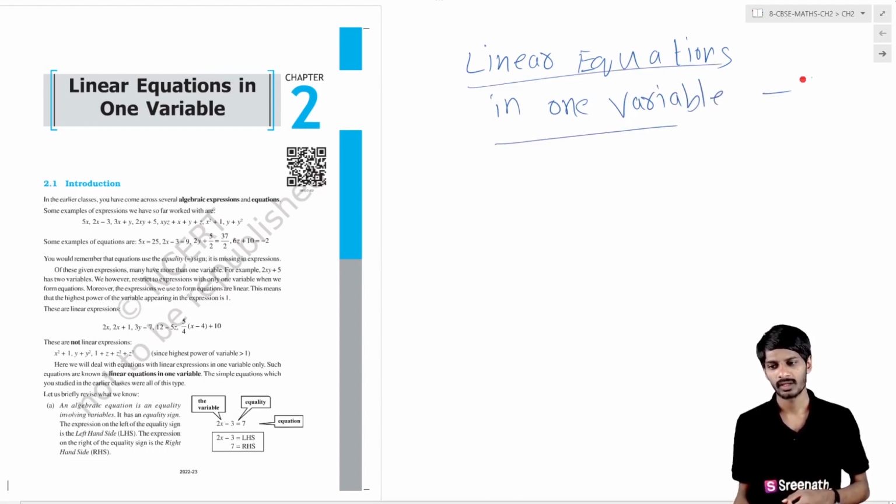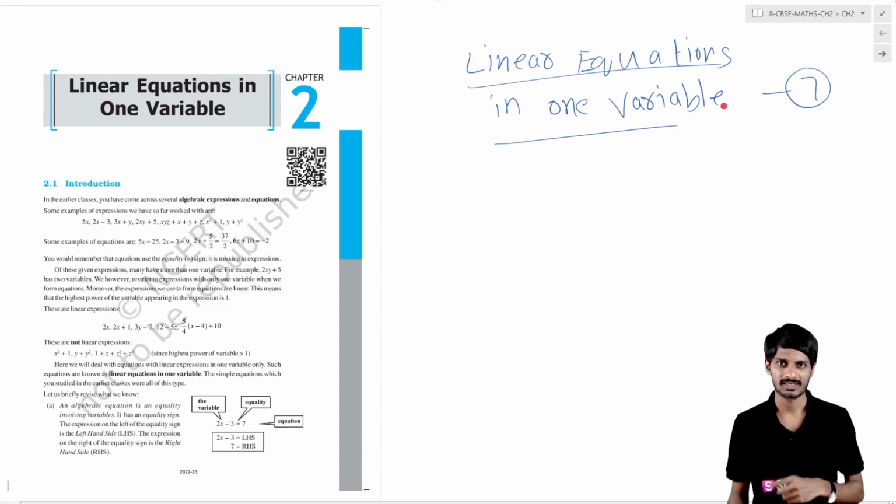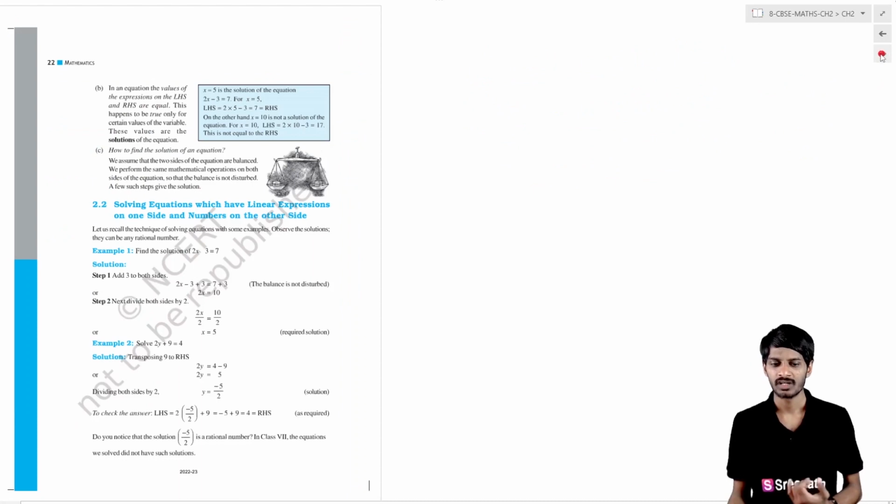In this chapter, we are having 7 topics. We are going to discuss all those 7 topics. Now we are going to have the overview. The first topic is the introduction. In the introduction, we are going to learn about what are linear equations in one variable, and what are the conditions for a linear equation to be in one variable.